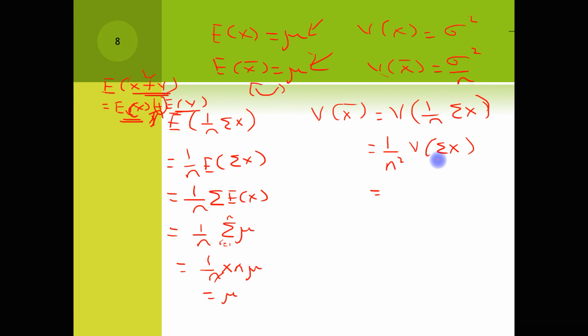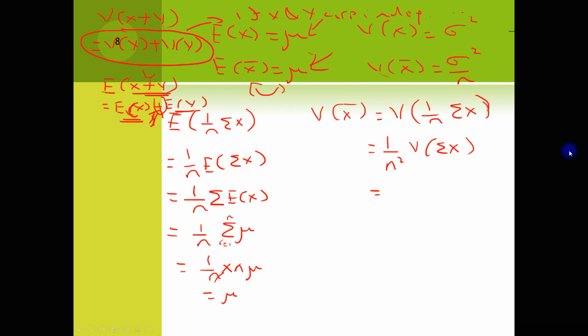Now this is where you have to be careful. The variance of a sum, variance of x plus y, is going to be equal to the variance of x plus the variance of y under one condition: if x and y are independent. If x and y are not independent, what I've written here is not correct, because there is another thing that you have to consider, which is the covariance.